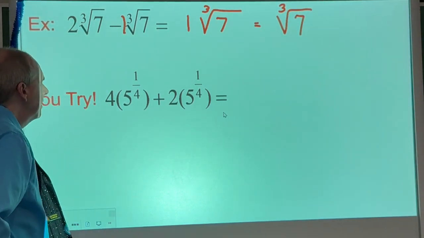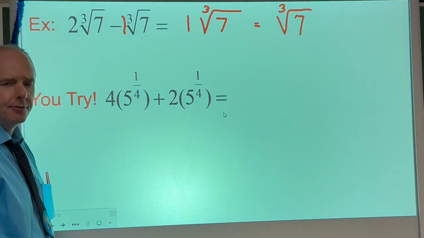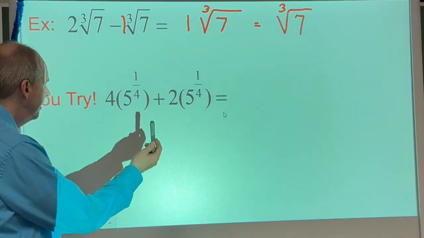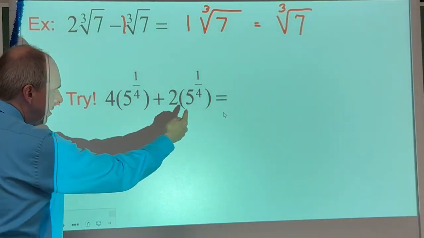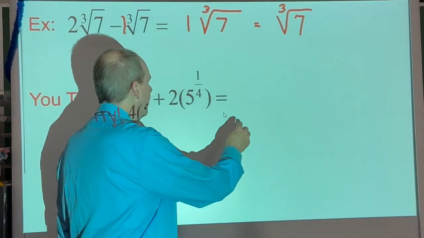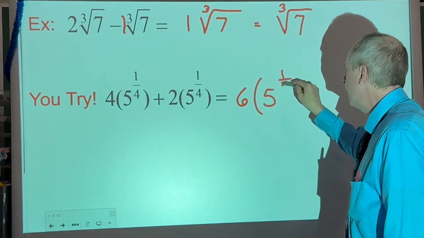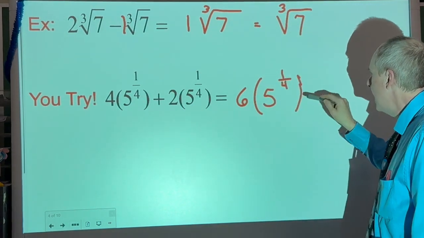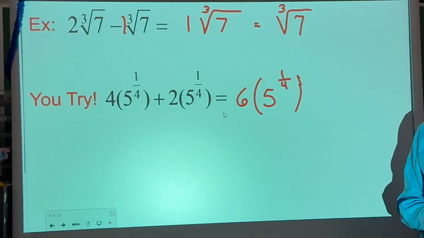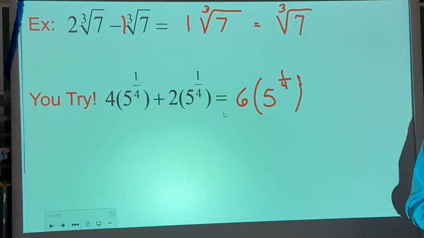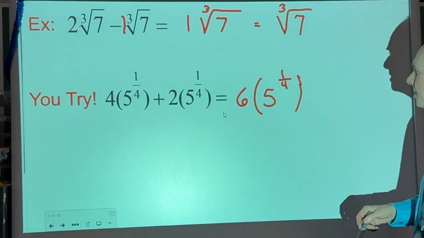All right, welcome back. So we have 4 times 5 to the 1/4 power plus 2 times 5 to the 1/4 power. This is almost like having 4x plus 2x. We would have 6 times 5 to the 1/4 power. And we could leave our answer right there. That'd be fine. We could put this in a calculator, get a decimal if we really wanted to. But exact answers are usually preferred over decimal estimates.